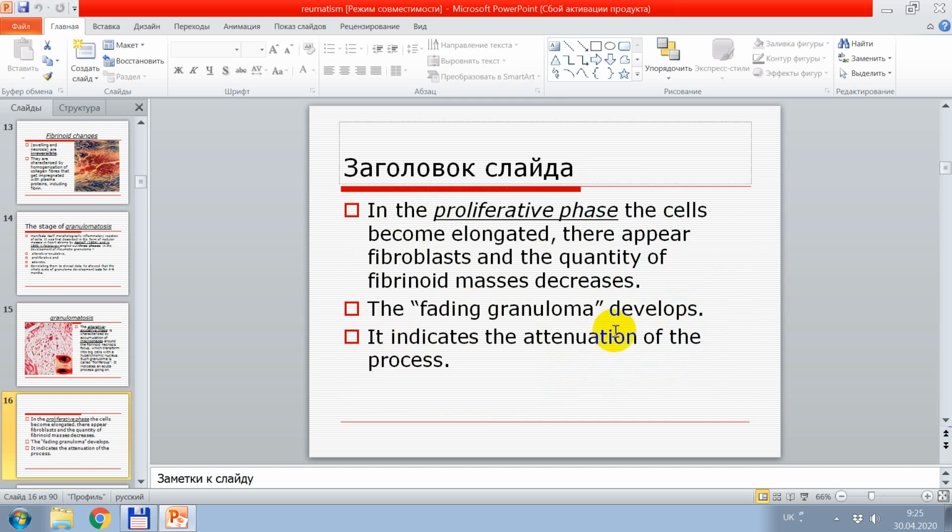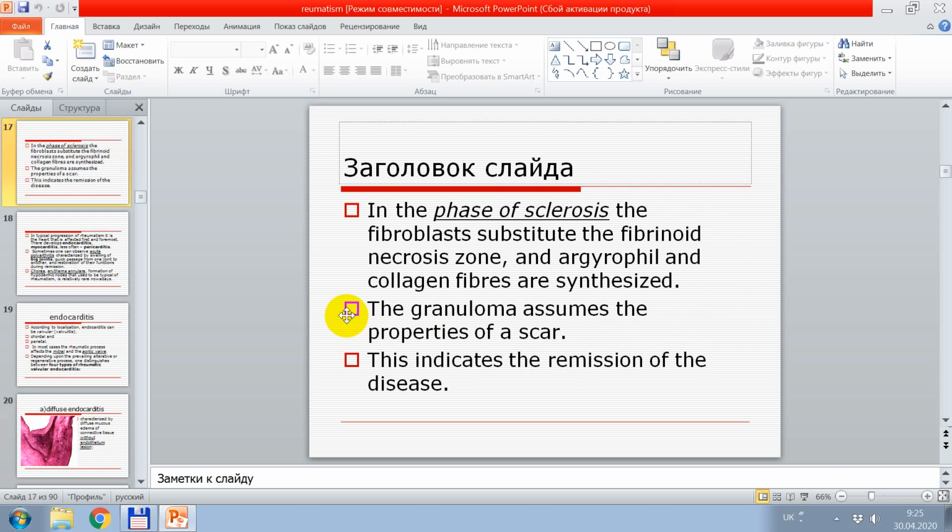In the proliferative phase, the cells become elongated, they appear as fibroblasts, and the quantity of fibrinoid masses decreases. The further granuloma develops, the more it indicates the attenuation of the process. In the phase of sclerosis, the fibroblasts substitute the fibrinoid necrosis zone, and argyrophilic and collagen fibers are synthesized. The granuloma assumes the properties of a scar. This indicates the remission of the disease.